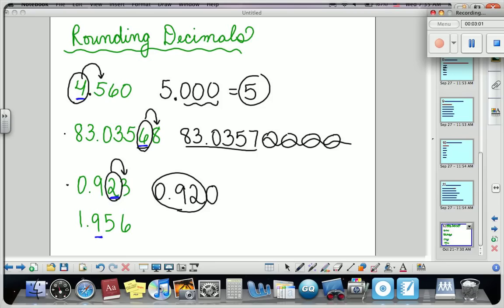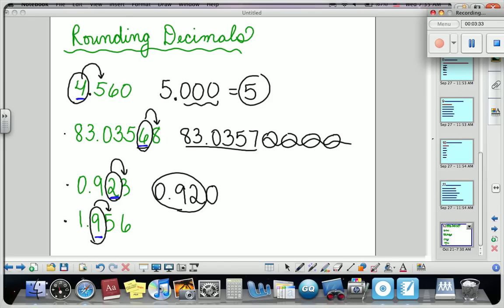And then the final one here is a little trickier. We have 1.956 or 1 and 956 thousandths, and we're asked to round to the tenths. Well, we have an interesting situation here because the 9 is in the tenths, and the place value to the right of it is 5 or bigger. So I'm going to round this up, and this is what happens.